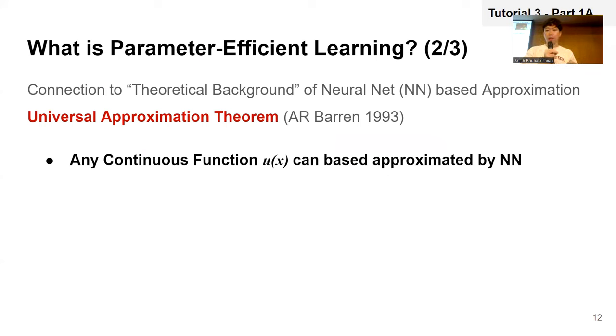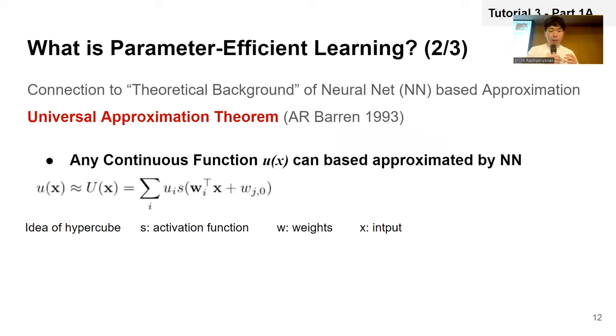So one of the classic works on approximation for neural networks comes from Barron in 1993 in IEEE Transactions on Information Theory. In this popular and groundbreaking theory, he proposed that any continuous function can be approximated by a neural network. Say we have a function of u, an activation function of s, a weight function w, and the input x. Yeah, there's a typo here, sorry.